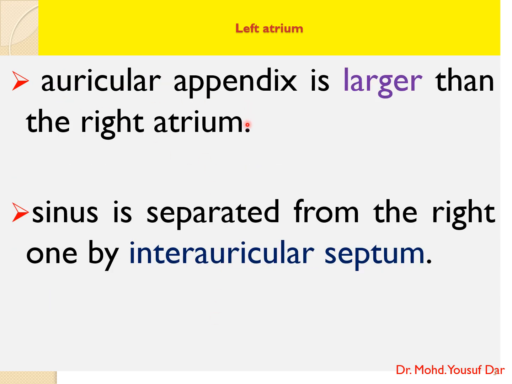As we know, the atrium is composed of the main cavity that is known as sinus venosus and a blind diverticulum that is known as auricular appendix. Here the left atrium is also comprised of the same sinus venosus and auricular appendix. The auricular appendix is larger as compared to that of the right atrium. The sinus venosus is separated from the right atrium by interauricular septum.